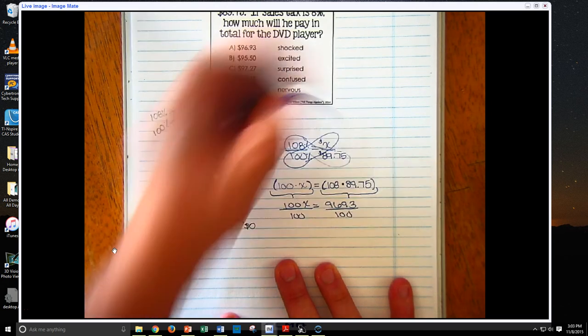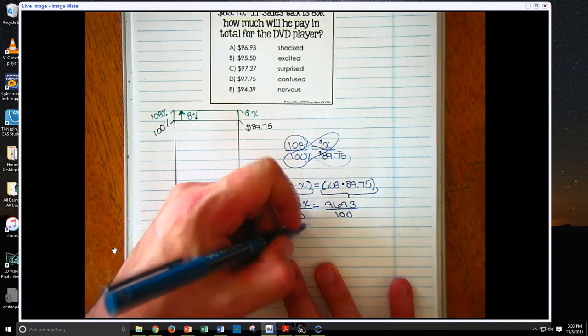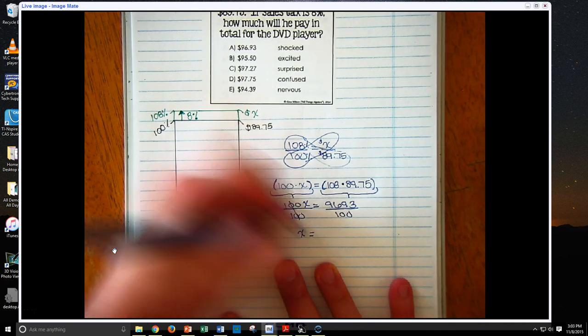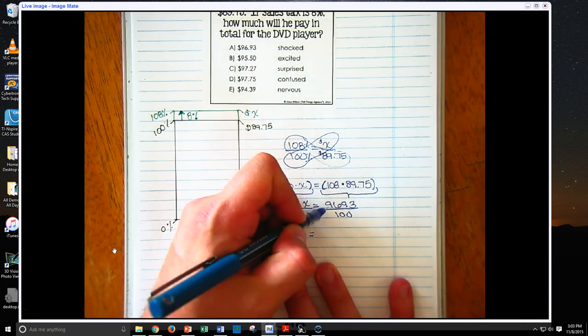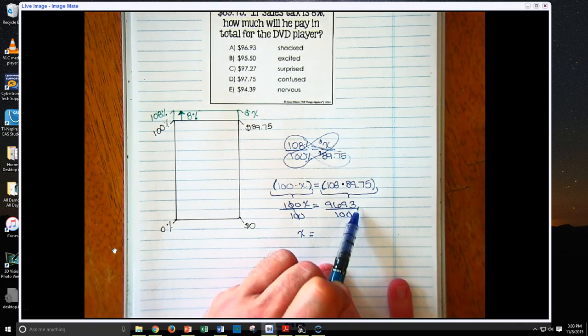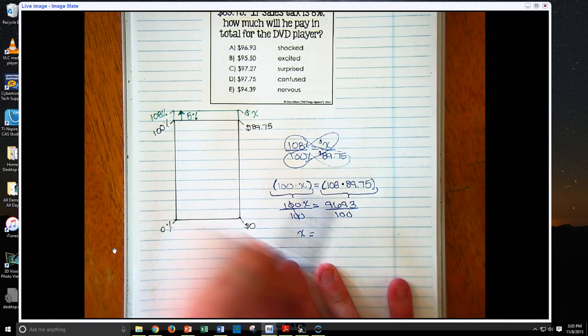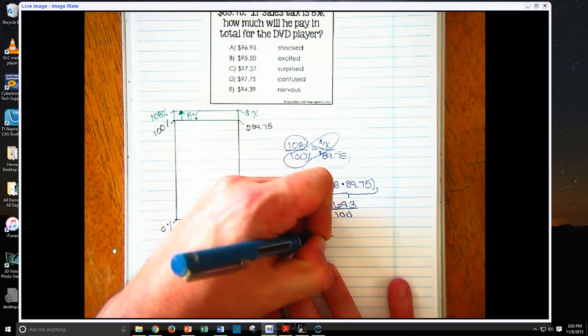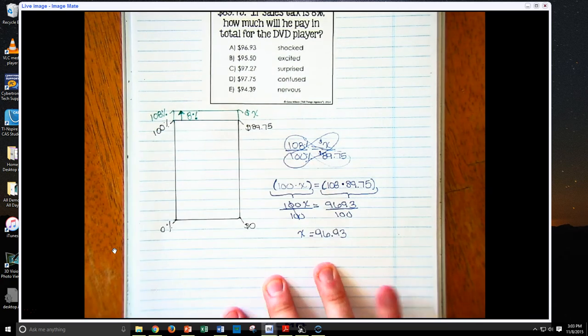When I do that, I get 100 divided by 100 is 1x. So I have a single x left over. That's exactly what I want. 9,693 divided by 100 means I take my decimal, which is over here invisible at the end, and I move it to the left twice. Once, twice, and I end up with 96.93. But what does this number mean?